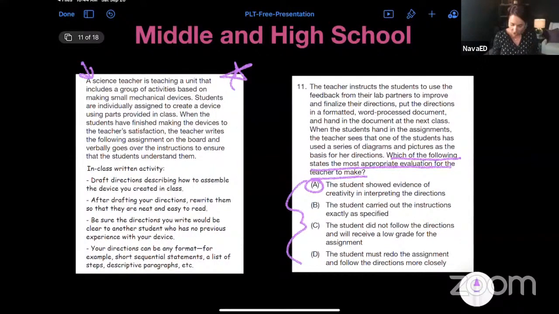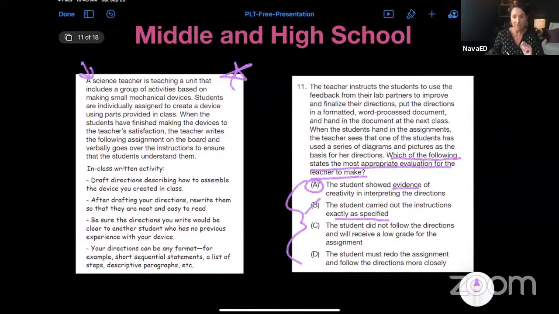First of all, it says the student showed evidence. I like the word evidence of creative and interpreting the directions. Okay. The student carried out instruction exactly as specified. This is kind of a bad word situation here because exactly is what we call strong language in testing, and it's typically not the right answer, just so you know. If you have things like only, always, never, exactly, be careful. I'm not saying it's never the answer, but a lot of times it is not the answer because it's called strong language. You want to stay away from that. So I'm going to eliminate B.